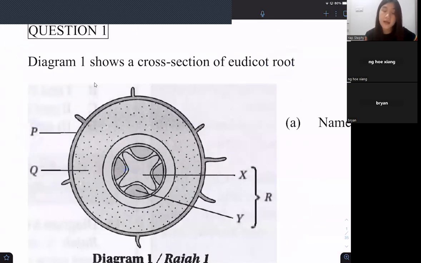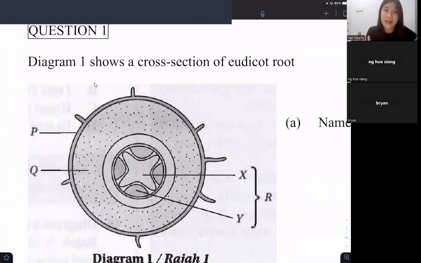For the root, it does not have a cuticle. For the root, they only have the epidermis. The root cannot have a cuticle because the cuticle is a waterproof layer, a waxy layer that will block the water movement. But the root's function is to absorb water. Then it is impossible for the root to have a cuticle. So for P, it is compulsorily the epidermis. Yeah, so this is a difference between the root and the stem.